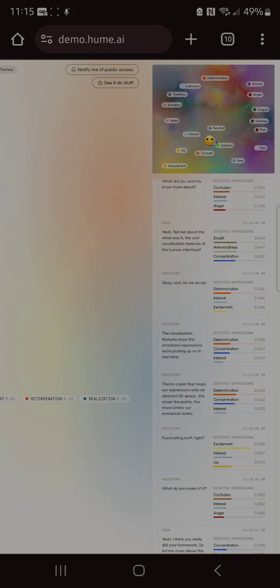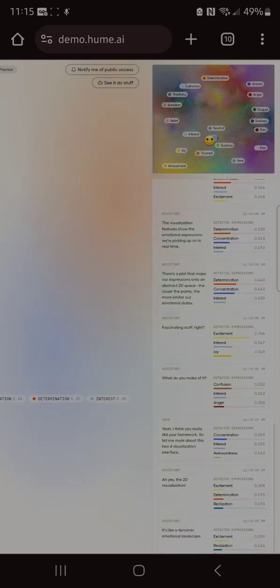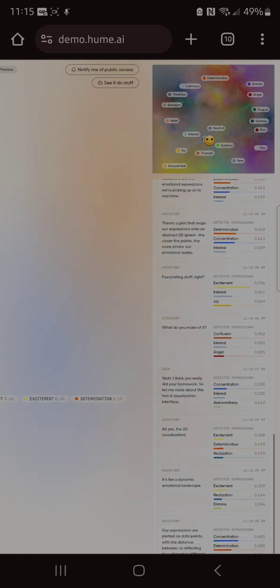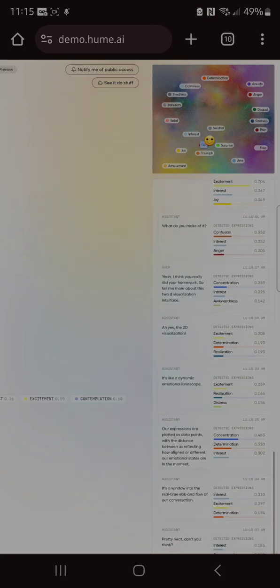Yes, the 2D visualization. It's like a dynamic emotional landscape. Our expressions are plotted as data points, with the distance between us reflecting how aligned or different our emotional states are in the moment. It's a window into the real-time ebb and flow of our conversation. Pretty neat, don't you think? I'd love to hear your thoughts on how something like this could be useful.